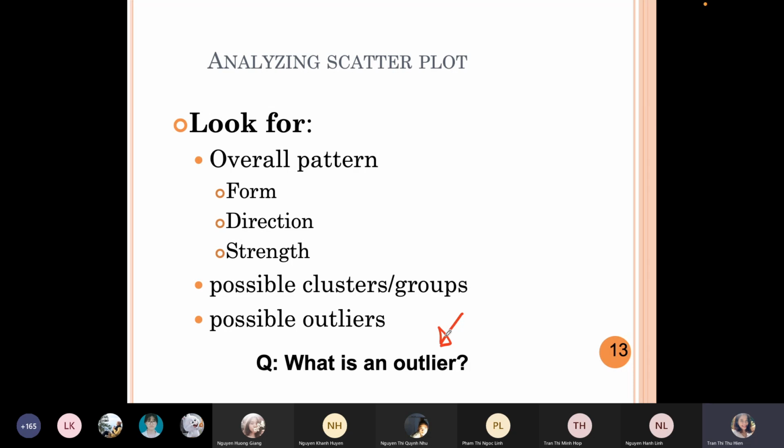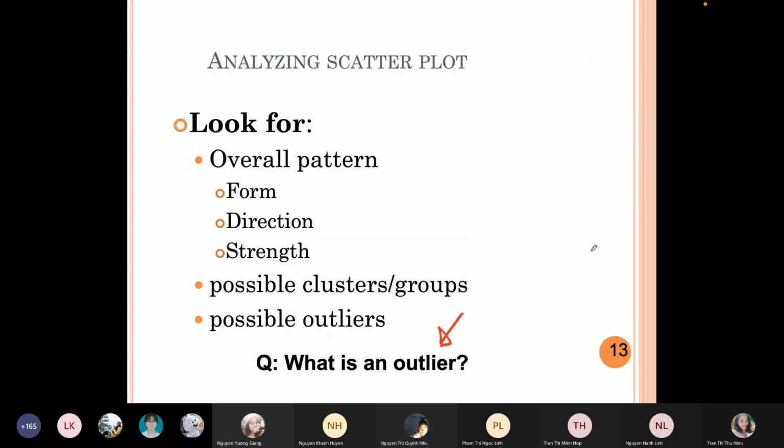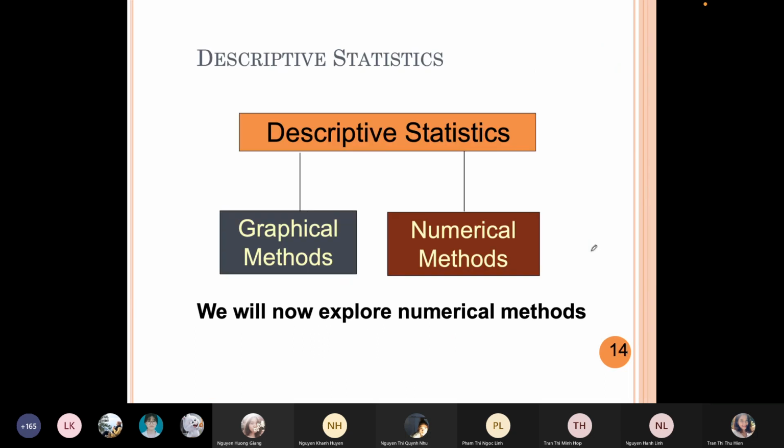Maybe in here, like that, we have one point compared with the others. So I call it an outlier because it is unusually larger or smaller compared with the other values in your data set. Okay, so that is a way to do descriptive statistics by using graphical methods.